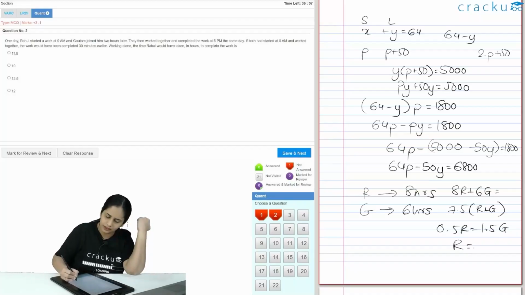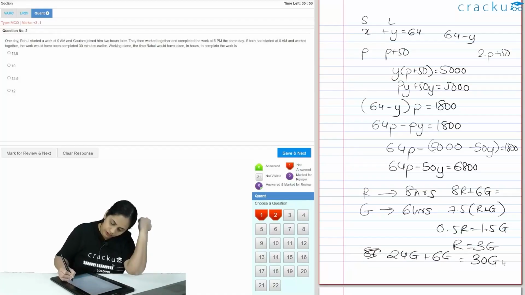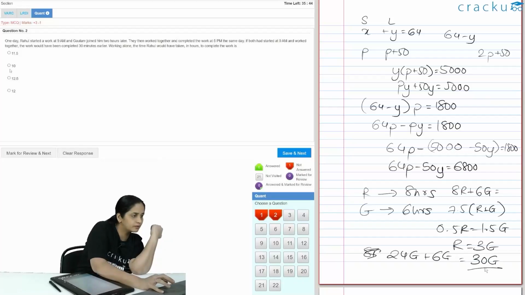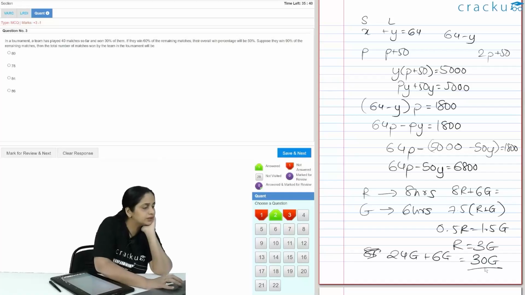So R is equal to 3 times G. Then Rahul, working alone, would have taken in hours the time to complete the work. So this is basically 8R, so that is 24G plus 6G. So that is 30G. So total work that has to be done is 30G, and R is 3G, so 10 hours. He could have taken 10 hours. I made a mistake with the first problem, so I spent too much time on it.